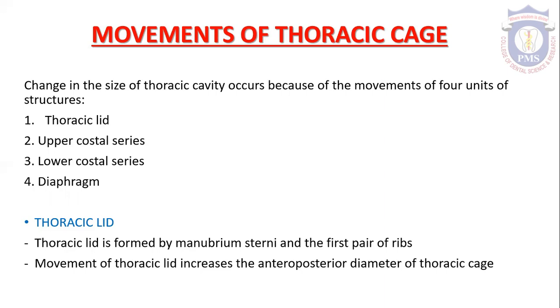So what is this thoracic lid? The thoracic lid is formed by the manubrium sterni and the first pair of ribs. Whenever there occurs any movement in the thoracic lid, there will be an increase in the anteroposterior diameter of the thoracic cage. So I repeat, the thoracic lid is formed by the manubrium sterni, which is the upper part of the sternum, and the first pair of ribs. The movement of the thoracic lid increases the anteroposterior diameter of the thoracic cage.